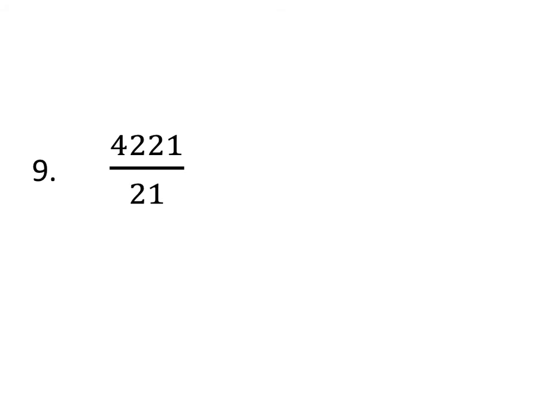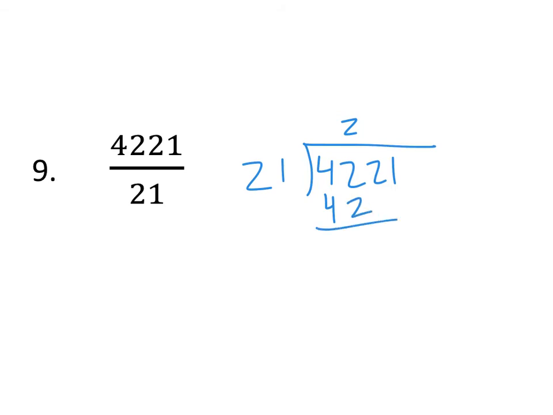How about this guy? We've got 4,221. Again, if you haven't done so and you want to pause it and try it, go for it. How many times does 21 go into 42? It goes in there twice. 2 times 21 is 42. And that gives us, when we subtract, 0. That's interesting. Bring down the 2.